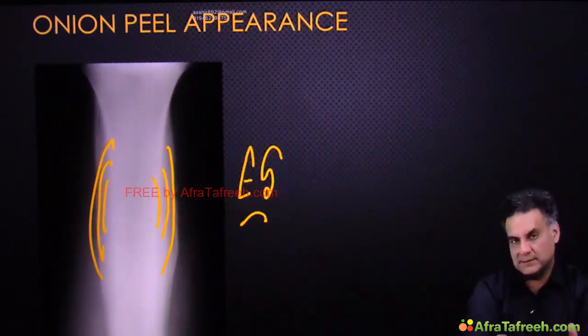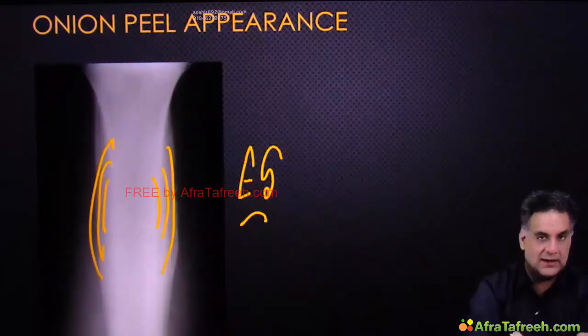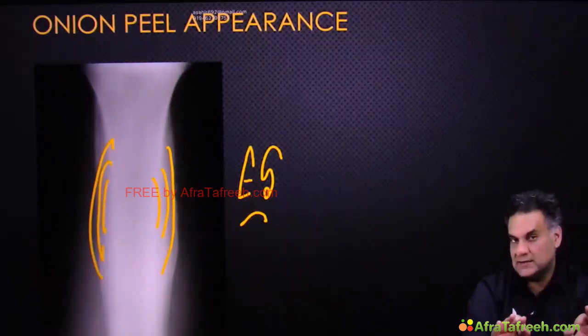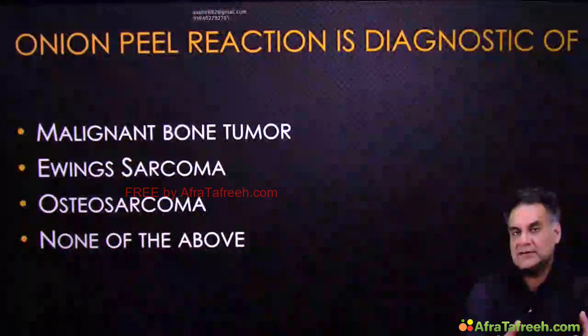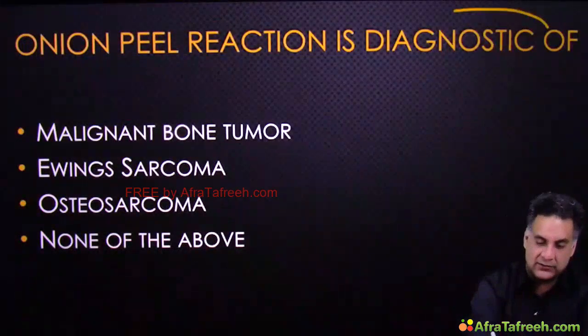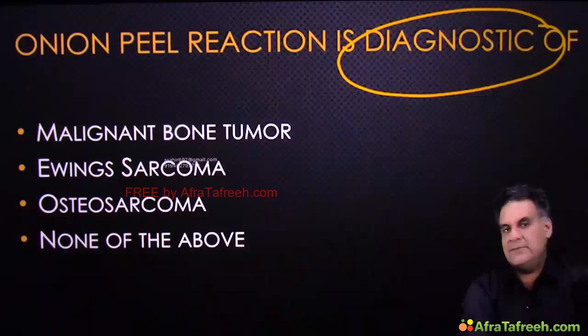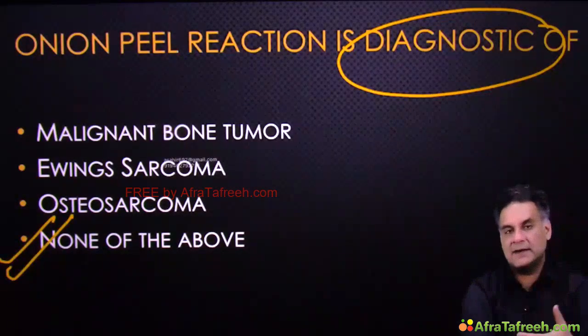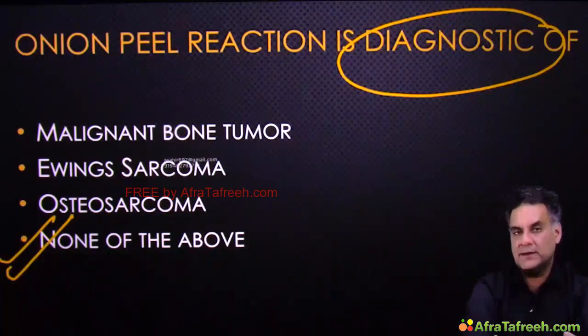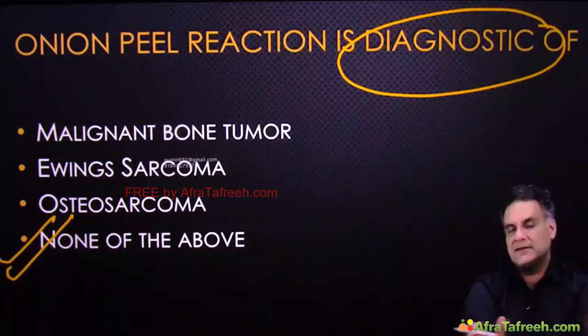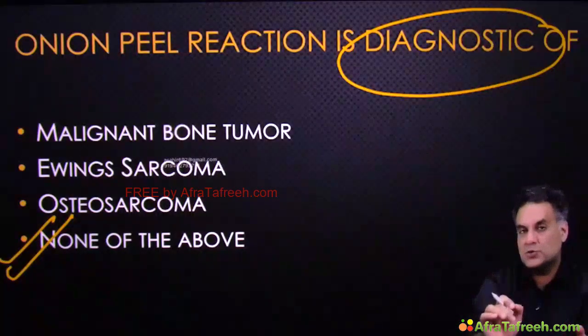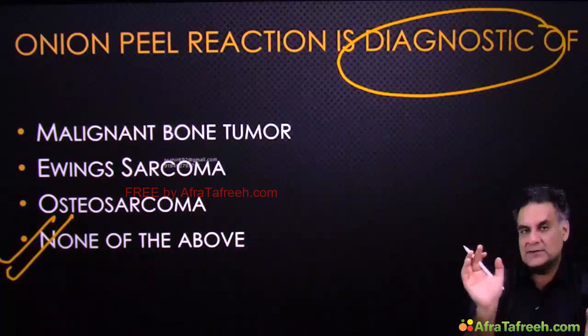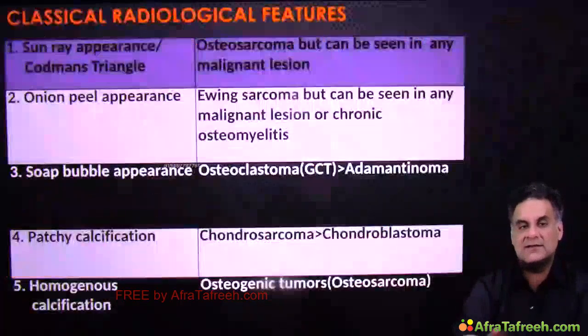Remember one golden principle: tissue is diagnostic, radiology is suggestive. If they ask you, onion peel reaction is diagnostic of, and the options include biopsy and none of the above, people end up marking Ewing's or malignant bone tumor. That should not be the case. Remember, tissue is diagnostic, radiology is suggestive.